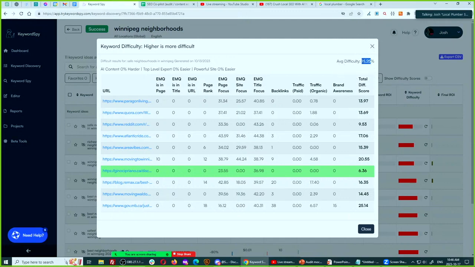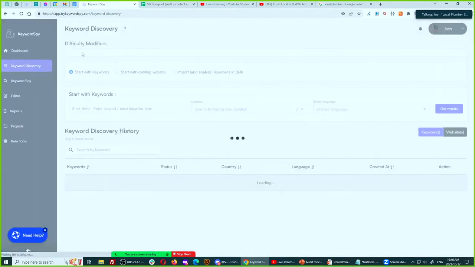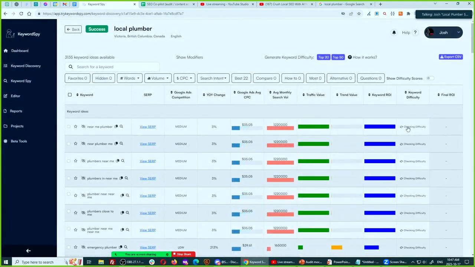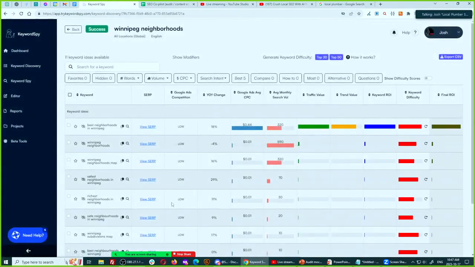And we found this out with testing thousands of pages now at this point. So that's where the difficulty comes in, and you can find that pretty easily. You just run one of these reports really quick. Sometimes they take a little bit longer when the system is super busy, but you got the idea here, back here for Winnipeg neighborhoods.